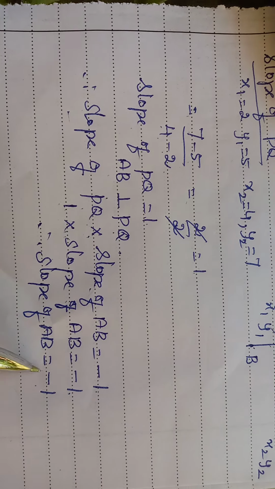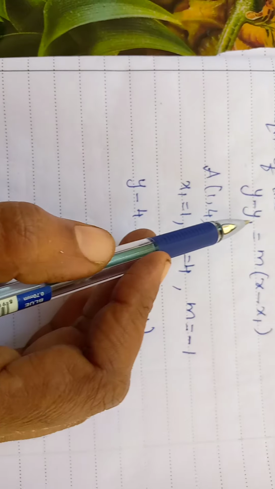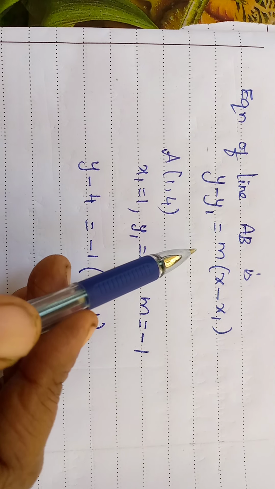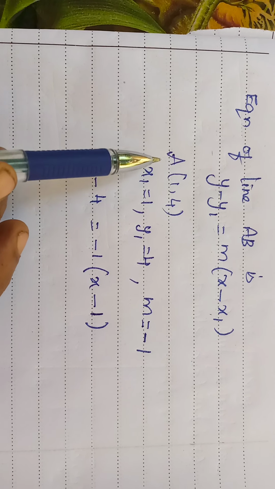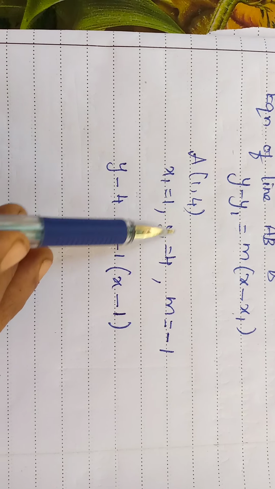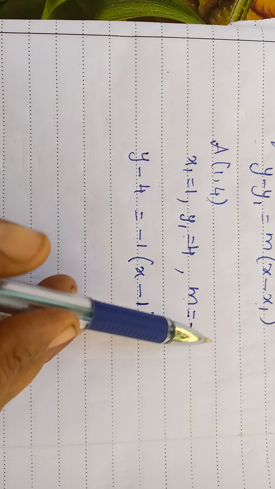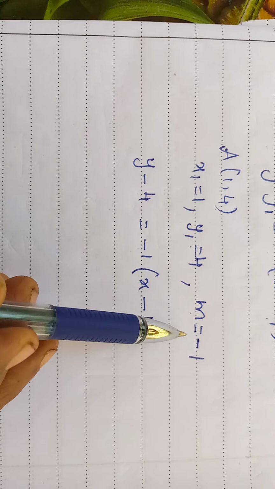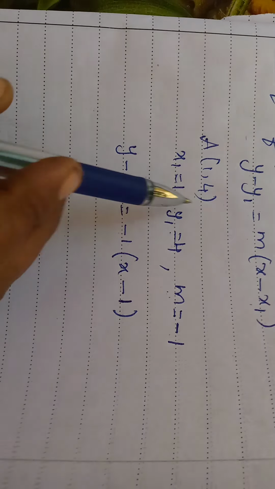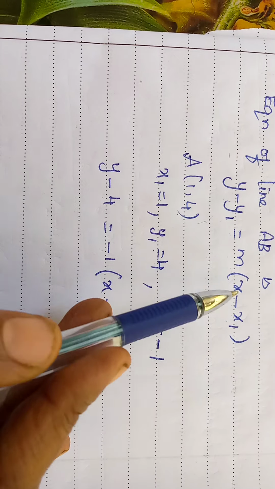Now, since the slope and a point are there, we can use the formula y minus y1 equals m into (x minus x1). Through A they asked, so we use point A of (1, 4). So x1 equals 1 and y1 equals 4. m is the slope of AB, which is minus 1. Let us substitute in this formula.